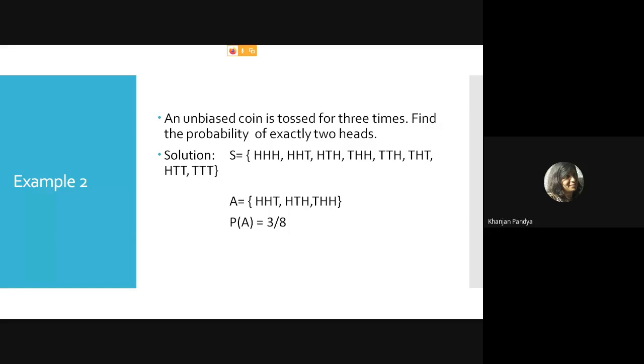Fine. An unbiased coin is tossed for 3 times. Right. Find the probability of exactly two heads. You have found something that is a power set, 2 raised to n. N is the number of times. So 2 raised to n, you are having 3 times. That means the total outcomes in the sample space will be 8. Count it: 1, 2, 3, 4, 5, 6, 7, and 8.